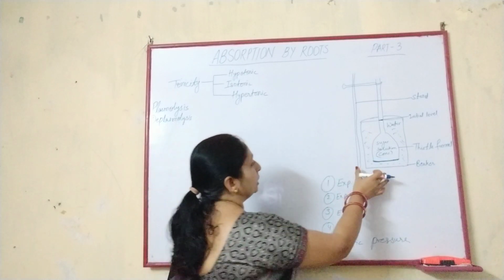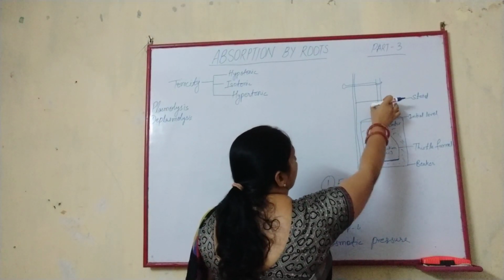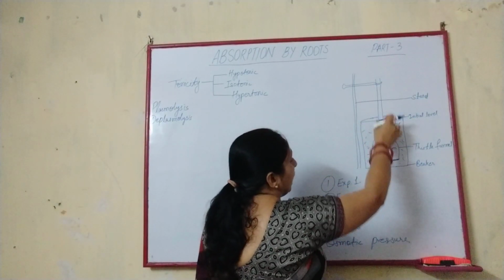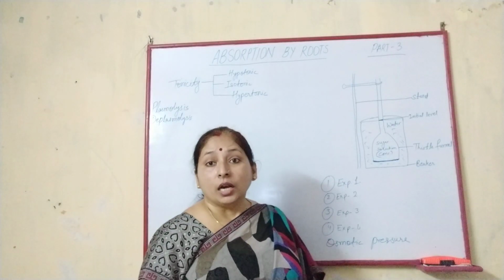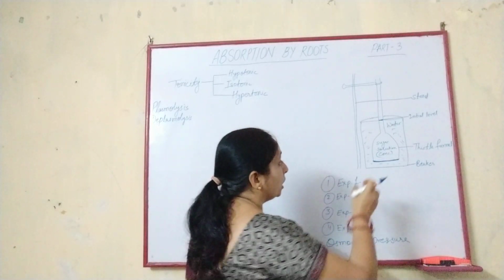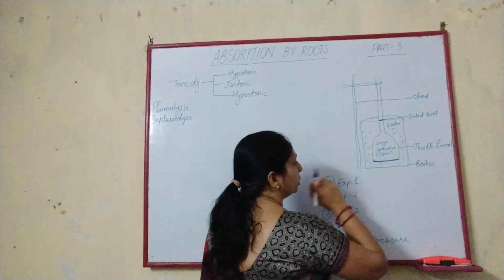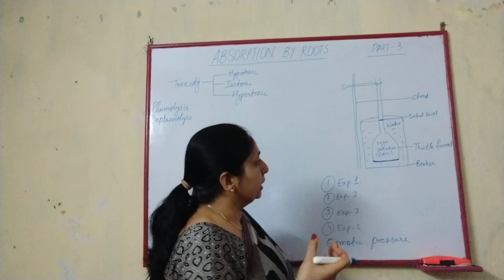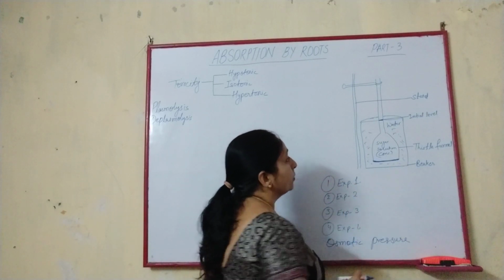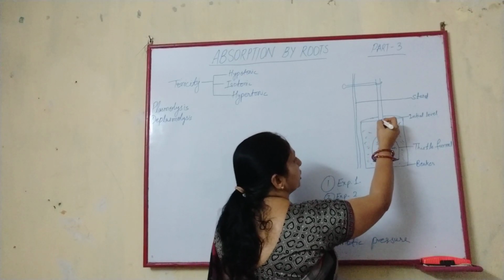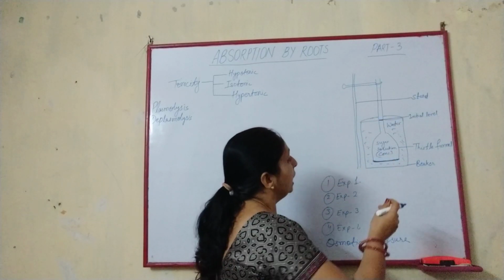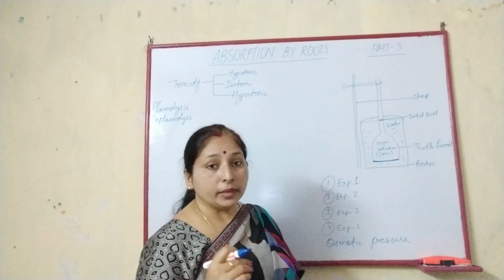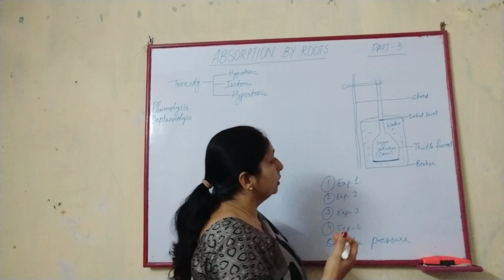As you can see in the diagram, this is the stand to which an inverted thistle funnel is attached with the help of a clamp, and in this thistle funnel we have taken a concentrated solution of sugar. This thistle funnel is inserted in a beaker containing water. The level of sugar solution is at this point, the initial level, and the lower part of the thistle funnel is covered with a semi-permeable membrane. Now, what are the observations?